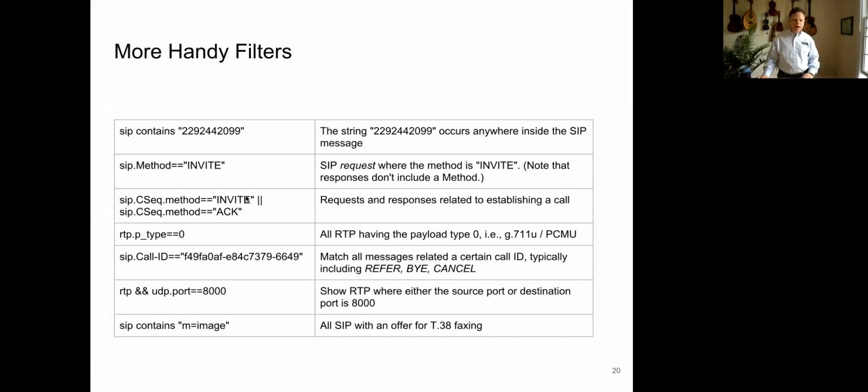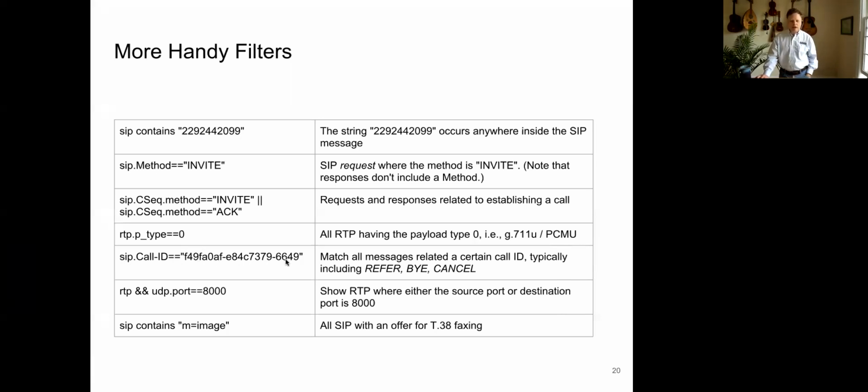But in order to do that, it would not be backwards compatible. Here we can look at the RTP, and we can look at the payload type of 0. So show only RTP that has a payload type of 0, the G711 mu-law. Here we can have the call ID, so we can search for a call ID. So if the call ID is exactly this value, then we can match for it.